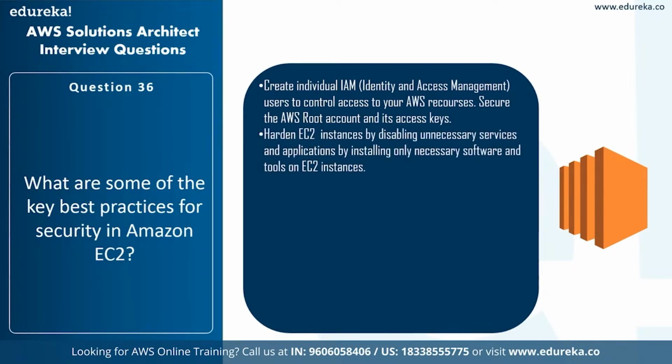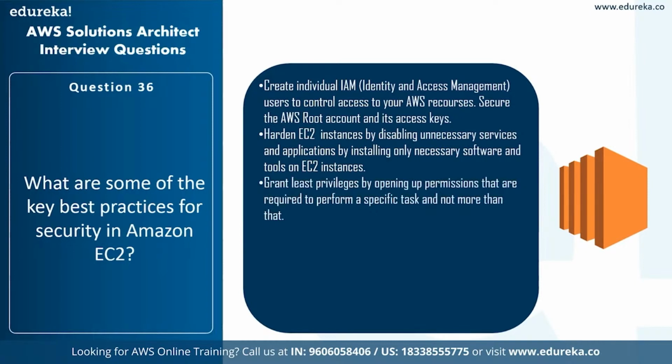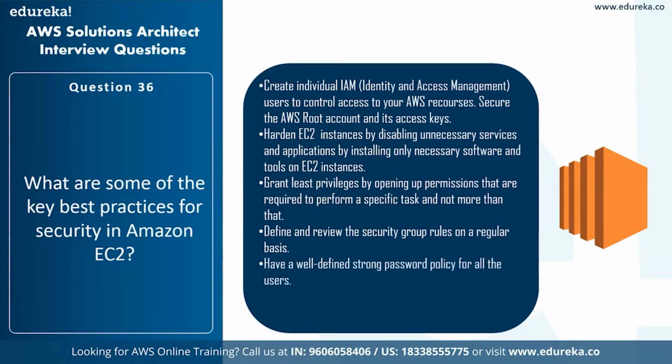Then you can also harden the EC2 instances by disabling unnecessary services and applications and by installing only necessary software and tools on EC2 instances. Then you can grant least privileges by opening up permissions that are required to perform a specific task and not more than that. Additional permissions can also be granted as required. You can also define and review the security group rules on a regular basis and have a well-defined strong password policy for all the users. Finally, you can deploy antivirus software on the AWS network to protect it from Trojans, viruses, etc. So these were some of the best practices for security in Amazon EC2.